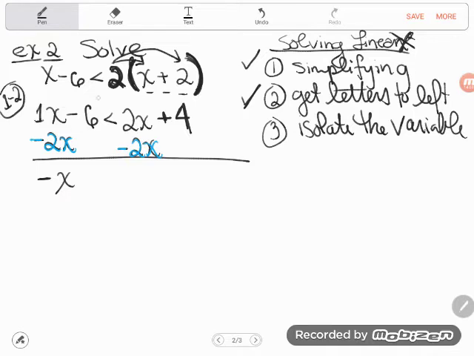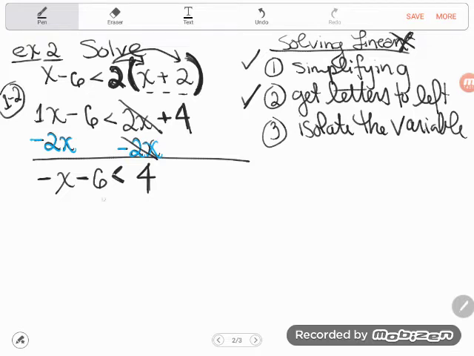Okay. Now, I haven't done anything to the 6, so it's still going to be there, minus 6. I haven't done anything that would change the inequality sign. 2x, take away 2x is nothing. Those x's are gone, and all I'm left with is a positive 4, a 4. Now, I've gotten the letters to the left. It's time to isolate the variable, get the letters alone.